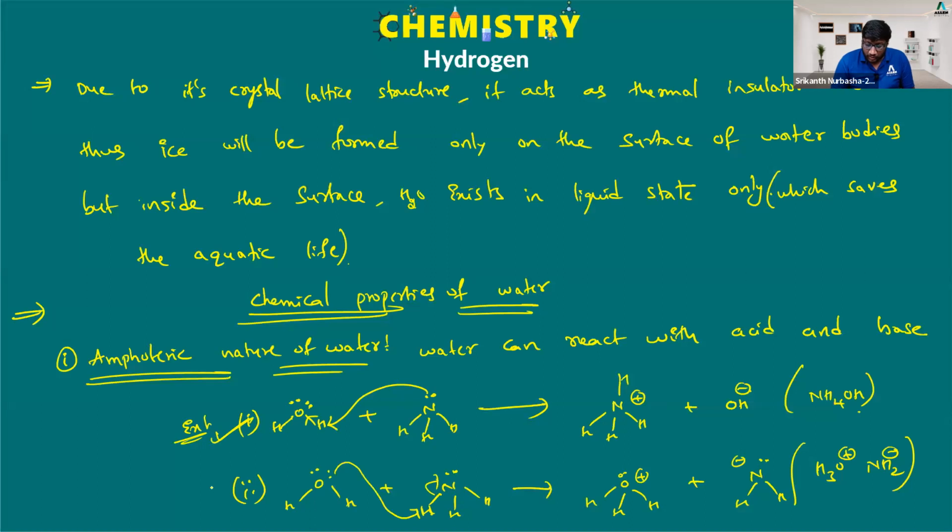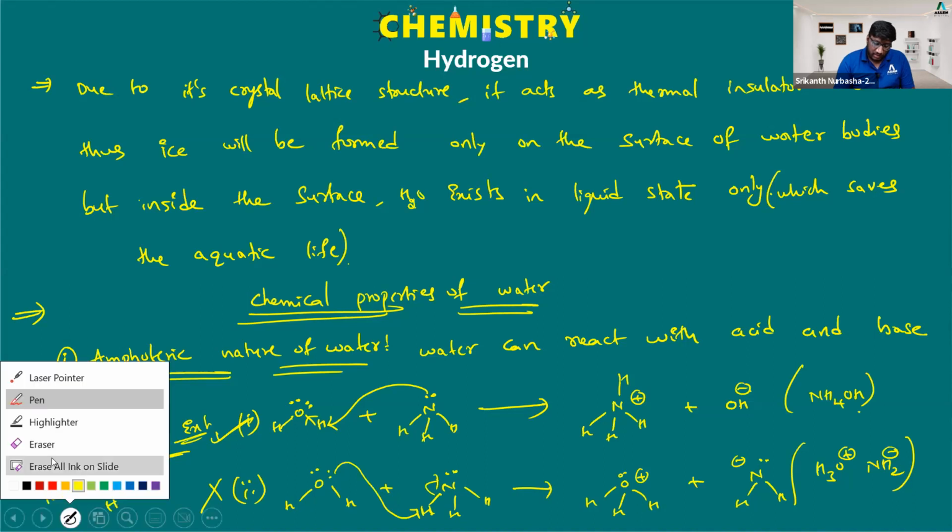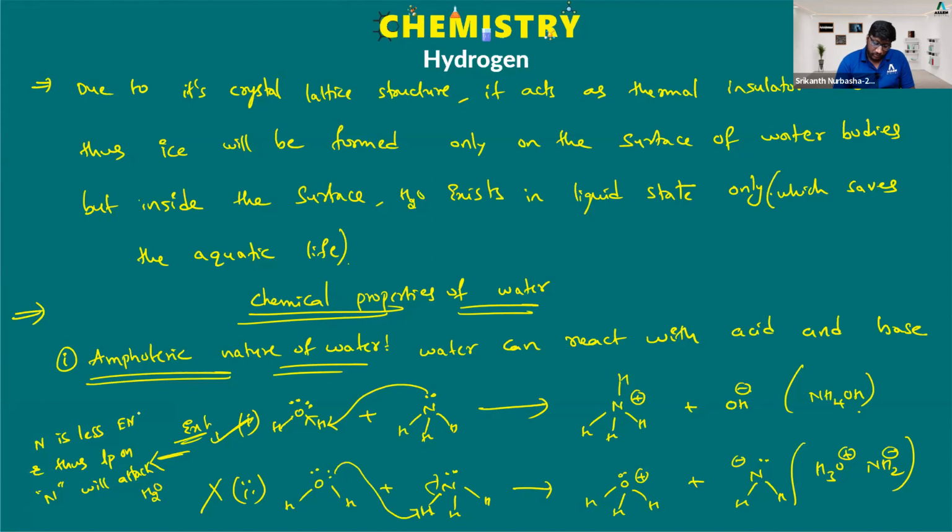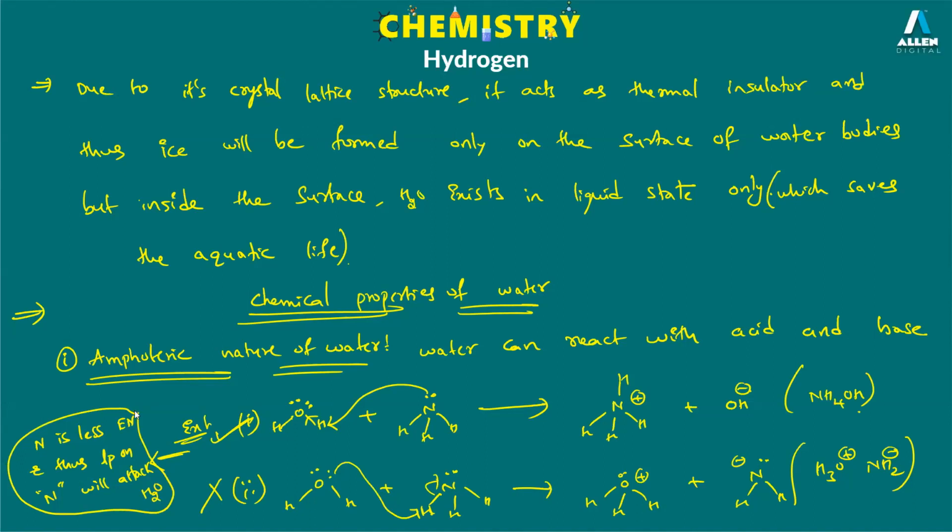So the first one is a correct attack, the second one is a wrong attack. We can say nitrogen is less electronegative, and thus the lone pair on nitrogen will attack H plus from H2O. Okay, clear or not? Yes, sir. Right. So in this reaction, the first one is the correct reaction.